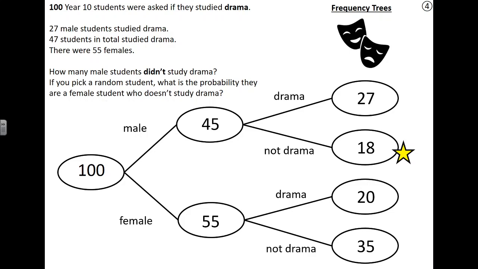So probability, we're going to write it as a fraction, decimal or percentage. Fraction is slightly easier. So what's the probability that they are a female student who doesn't study drama? Okay, so female, not drama, is 35 out of the whole population, which is 100. So 35 over 100. So as a percentage, 35%, or as a decimal, 0.35.